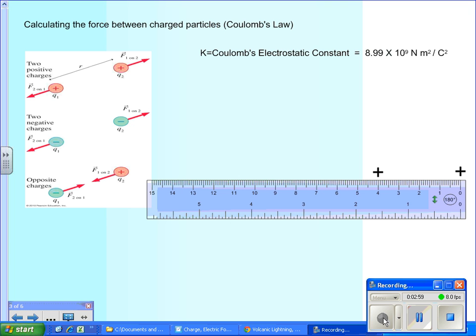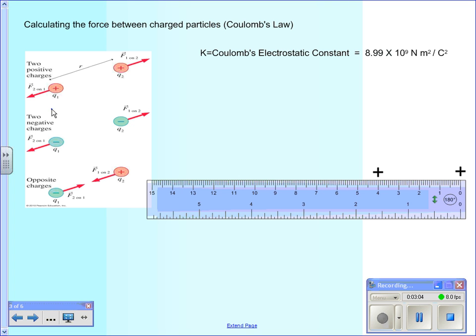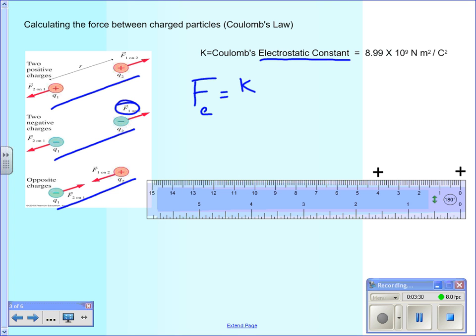Let's start off with some basics that you already know going into this, hopefully. Remember, we talked about like charges, whether they're two positives or two negatives, they repel, and opposite charges, they attract. So what we're going to actually look at is how do we calculate the force of attraction or the force of repulsion. So we're going to go ahead and call this the electric force, so F sub E. And we're going to find that there's a constant involved, a constant of proportionality, which is K. Sometimes it's called the electrostatic constant, sometimes it's called Coulomb's constant, but here is the value.